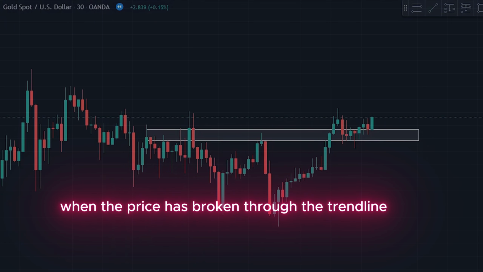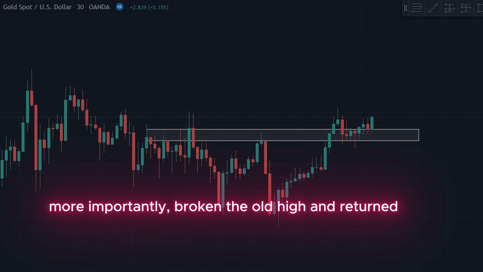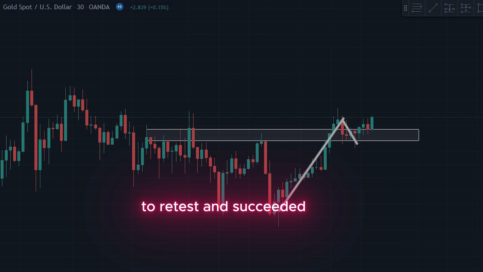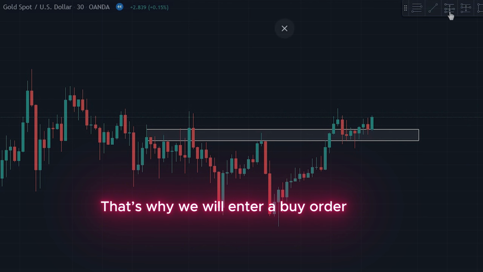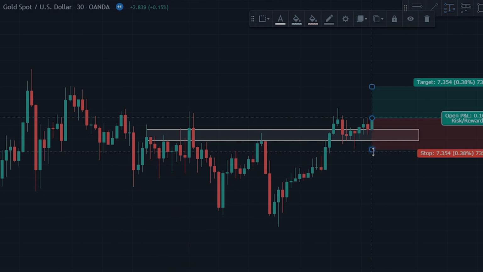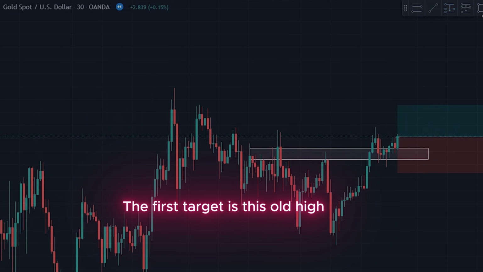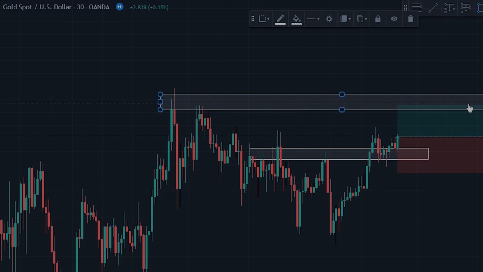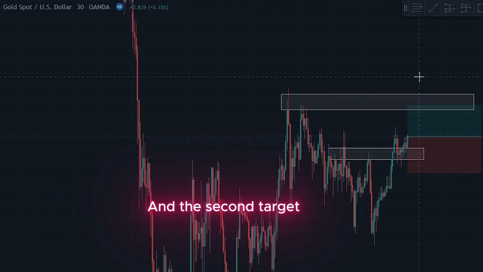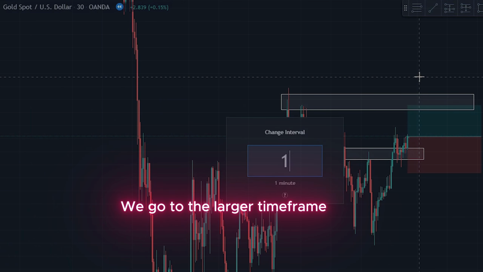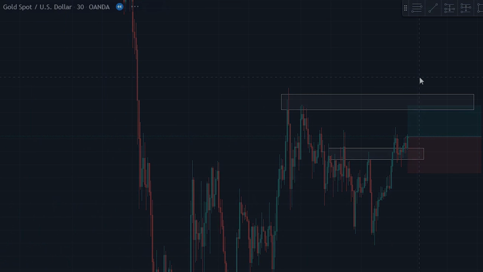When the price has broken through the trend line, more importantly, broken the old high and returned to retest and succeeded. That's why we will enter a buy order. In this case, the stop loss is below the key level, and we have 2 targets. The first target is this old high. And the second target, we go to the larger time frame, which is the 1 hour time frame.